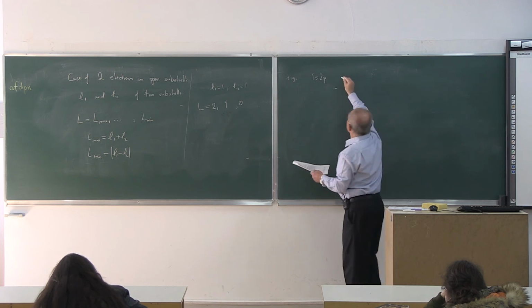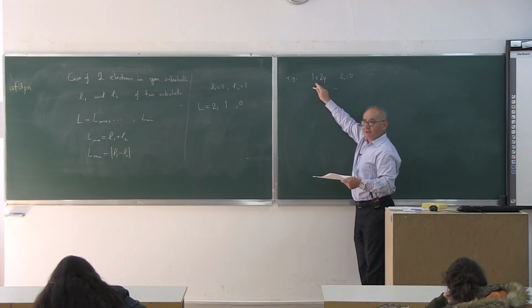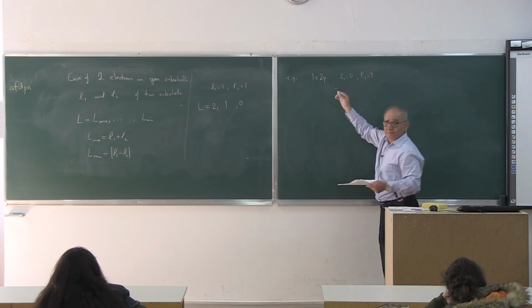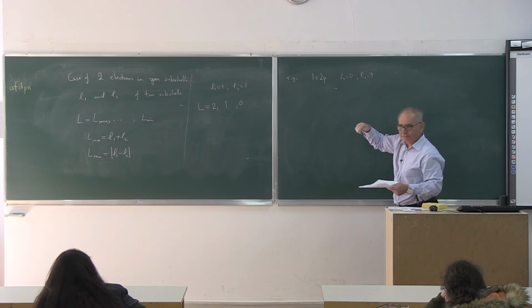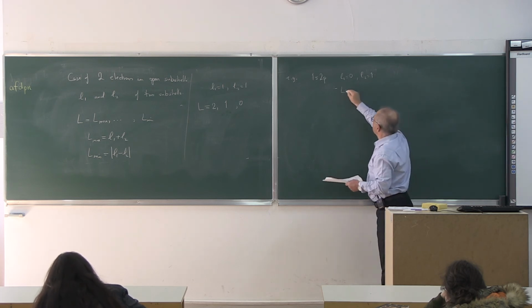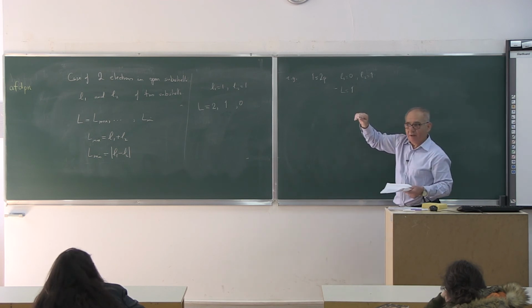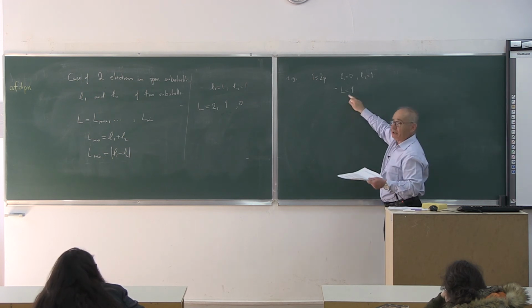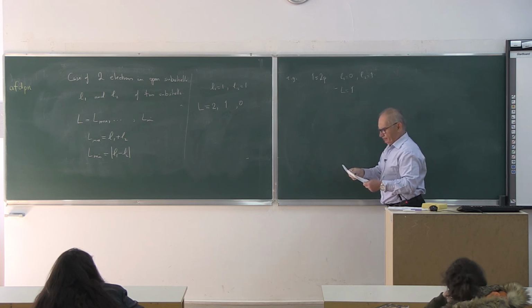Here, L1 is 0, the L value for the first orbital, and L2 is 1. So maximum value is 1 plus 0. What is the minimum value? 1 minus 0, same. So there is just one L value here. It is L equals 1.